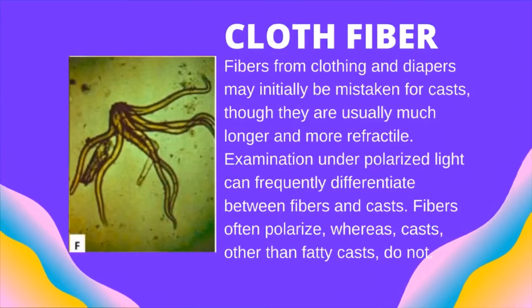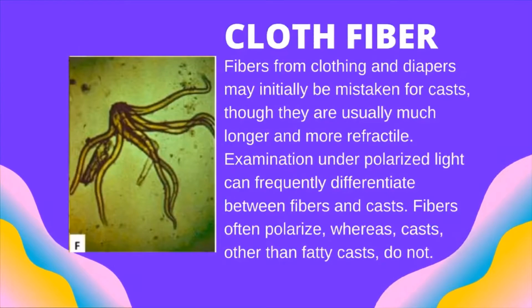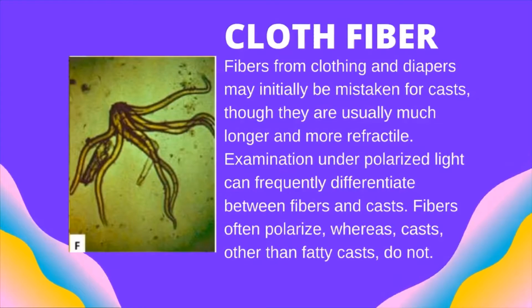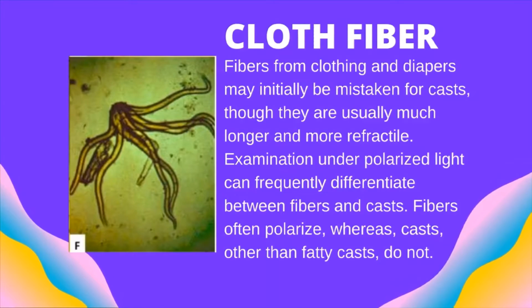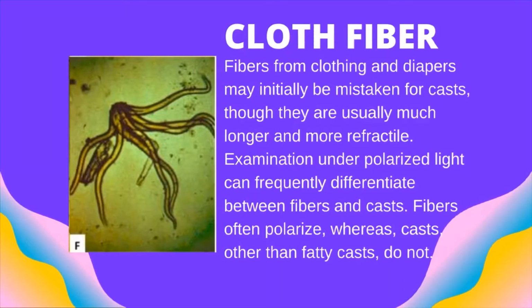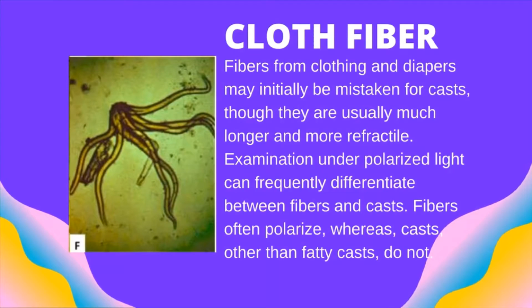The next one is cloth fiber. Fibers from clothing and diapers may initially be mistaken for casts, though they are usually much longer and more refractile. Examination under polarized light can frequently differentiate between fibers and casts. Fibers often polarize, whereas casts, other than fatty casts, do not.